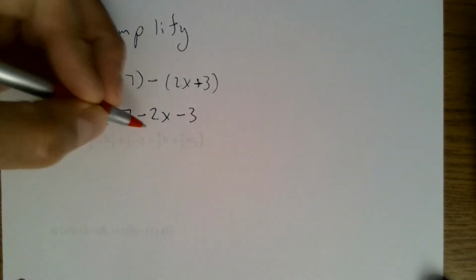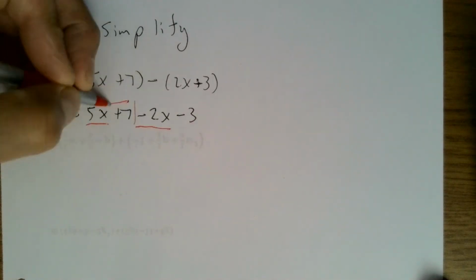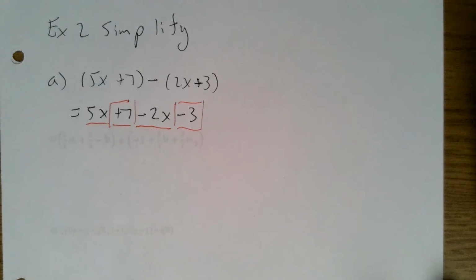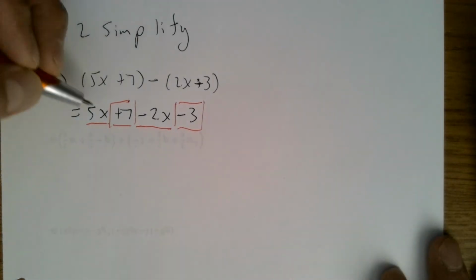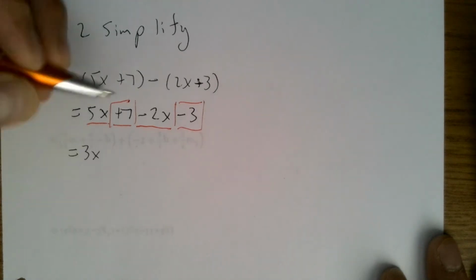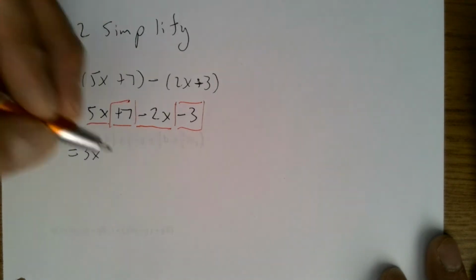There's x's. There's numbers. Oh, I should mention, if you guys can get the answers to these without the shapes, go ahead. I only ask that if you're not getting the right answer, you go back and use the shapes until you get more comfortable. But if you're getting the right answers without using the shapes, I'm totally fine with that. Okay, and now I've got 5x and negative 2x is 3x, and 7 and negative 3 is plus 4.